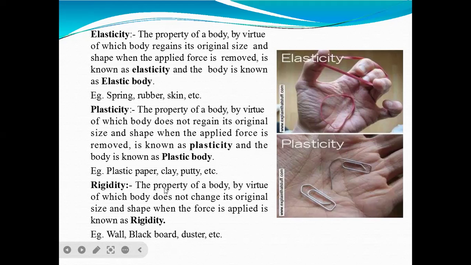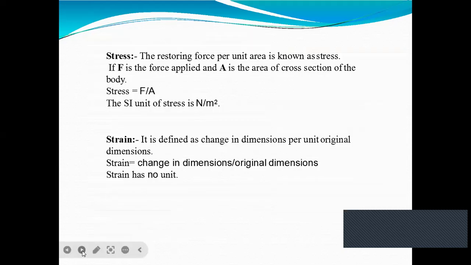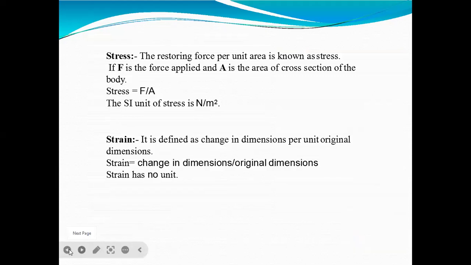And rigidity, what? The property of a body by virtue of which the body does not change its original size and shape when force is applied is known as rigidity. Suppose a wall, blackboard, duster, etc. That is actually rigidity. That means elasticity does not work. Now, due to the given force, we have to use stress and strain.